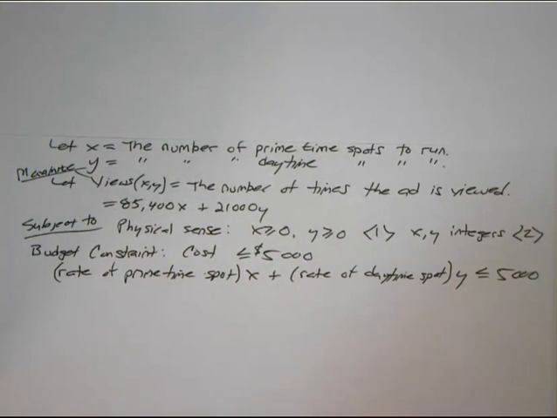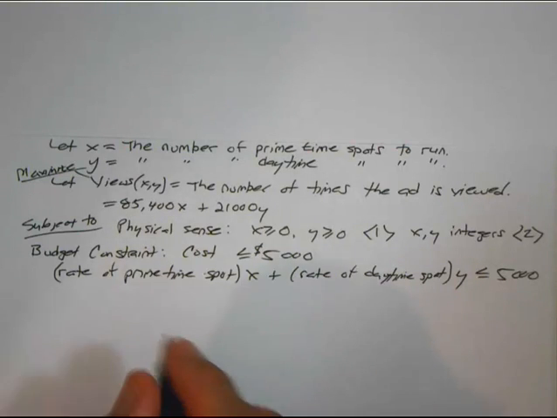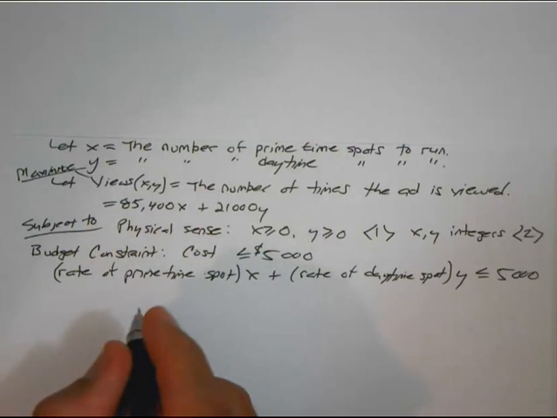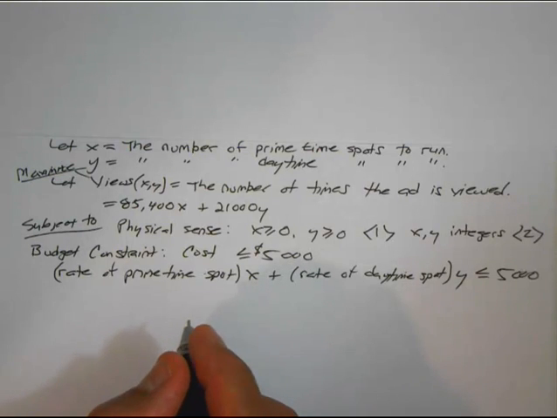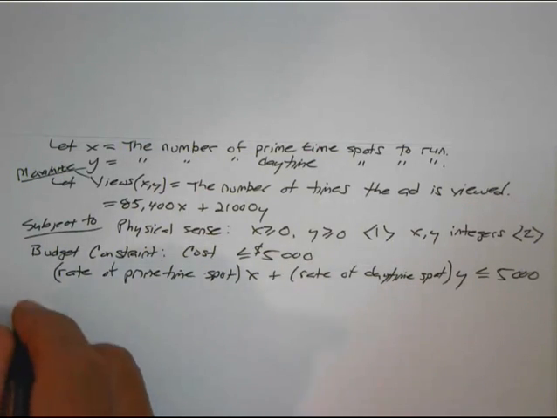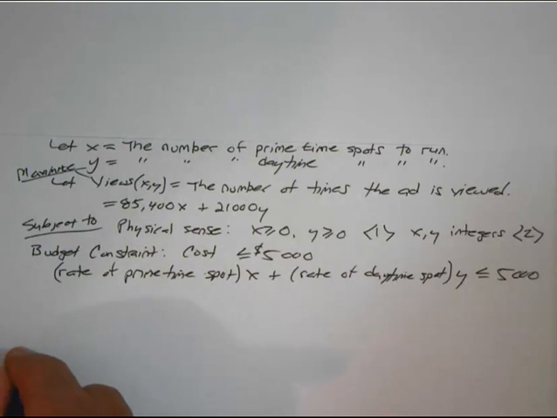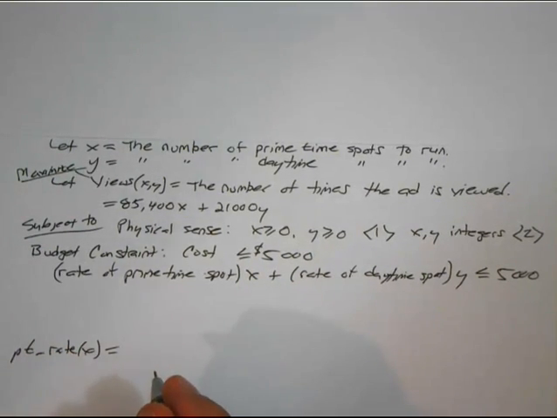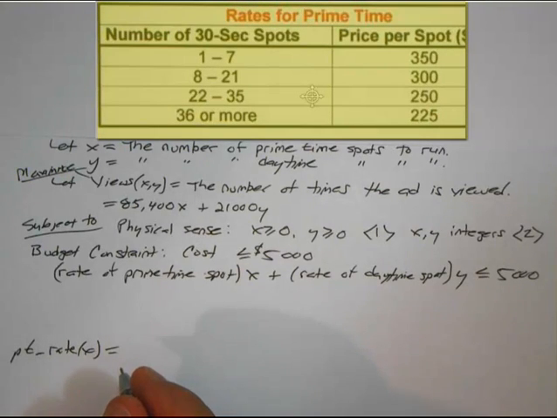Now, the trouble with the rate of a primetime spot is that it's a little complicated. It's a function of how many ads you have decided to purchase. So let's start working on a bit of a formulation there. Let's give this function more of an actual name. Let's call it, for short, PT rate, and we can define it down here. PT_rate of x equals, and for this we look at our given information.